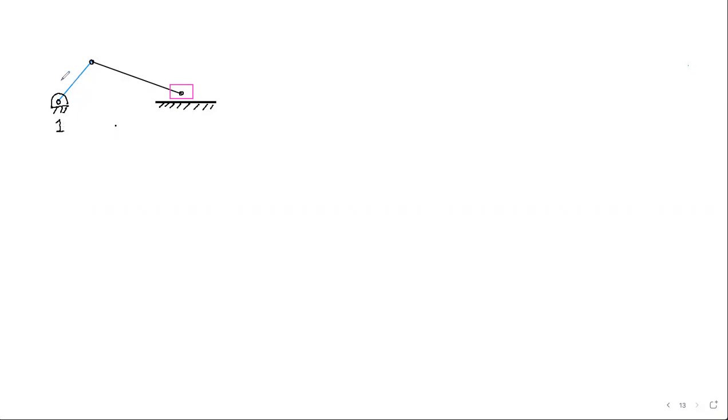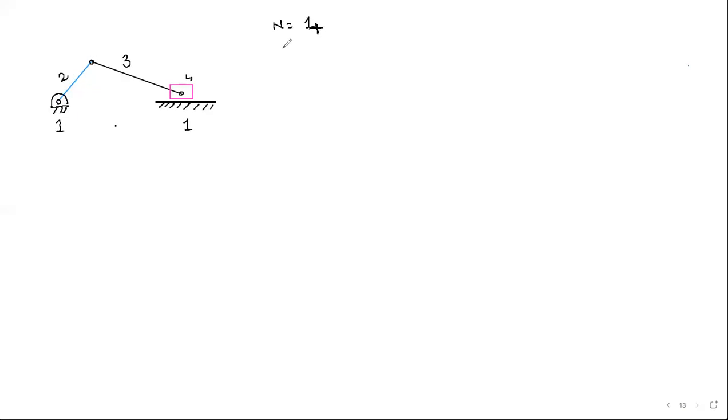Now you can check how many links are there. Number the links first. Number 1, where relative motion is possible, then you can number it. Number 3, number 4, and number 1. So the total number of links, it means n is equal to 4.